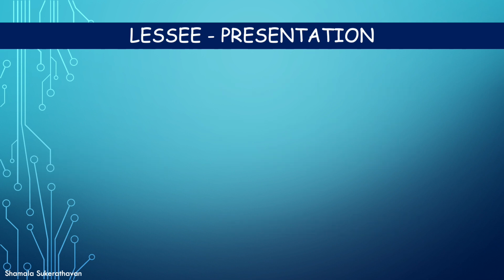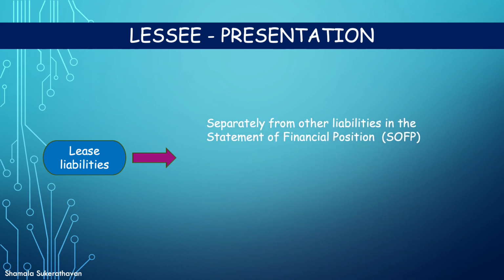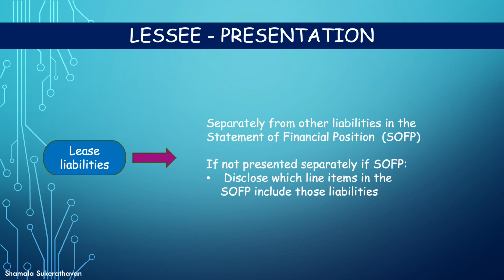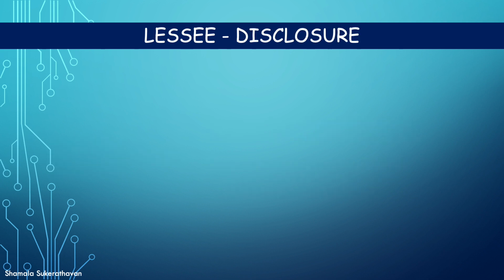A lessee shall present lease liabilities separately from other liabilities in the statement of financial position. If the lessee does not present lease liabilities separately, the lessee shall disclose which line items in the statement of financial position include those lease liabilities.